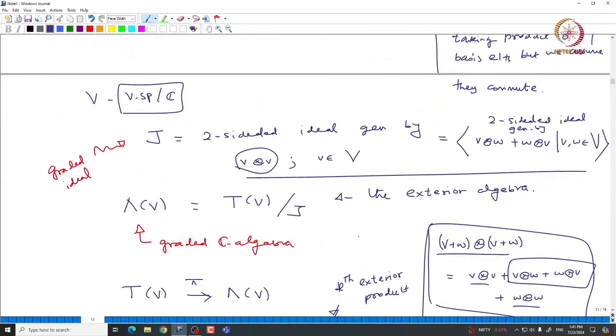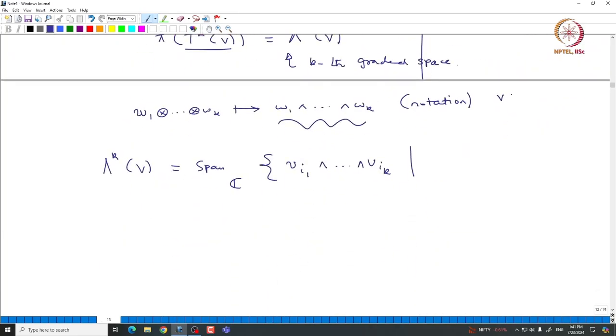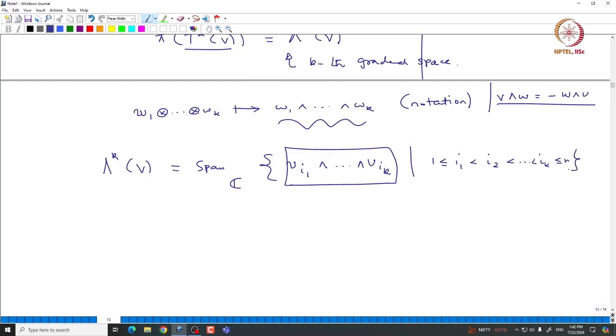You can easily see that this relation tells us that whenever you switch v and w in the simple tensors, all you are paying is a minus sign. So v wedge w equals minus w wedge v. Using this relation, you can arrange these tensors in increasing order. All i1, etcetera, ik must be distinct, and you can arrange them in increasing order to get the minimal spanning set. That is the only condition we impose. So i1, etcetera, ik are increasing, coming from 1 to n, and that forms a spanning set for lambda^k of V. This natural minimal spanning set is going to be a basis for lambda^k of V.